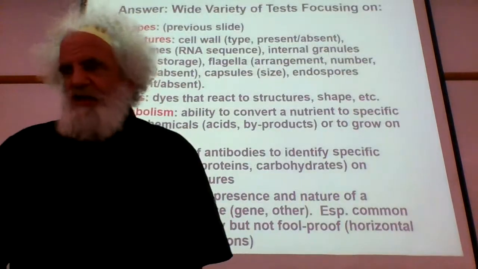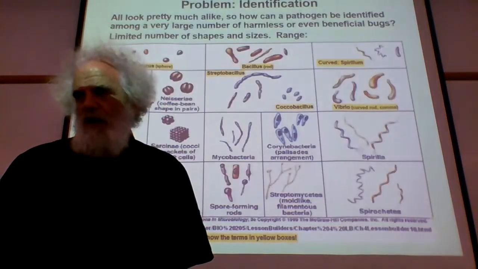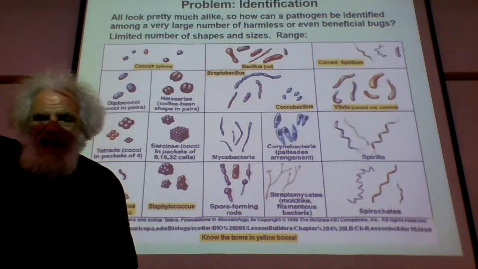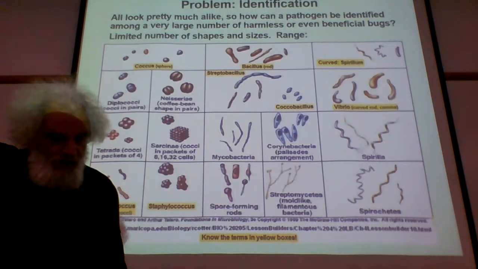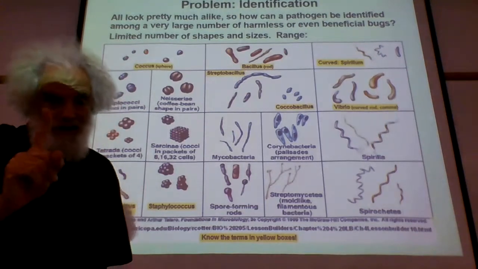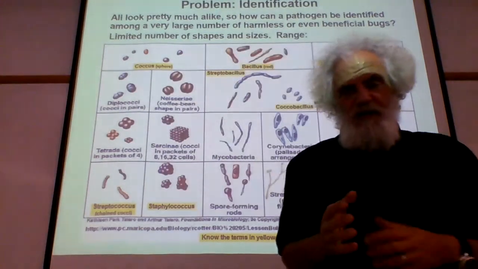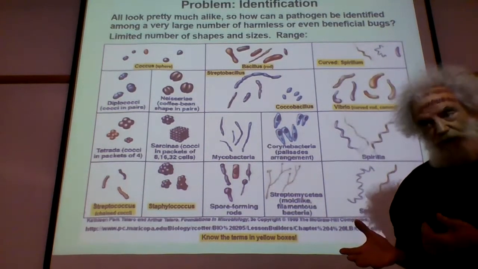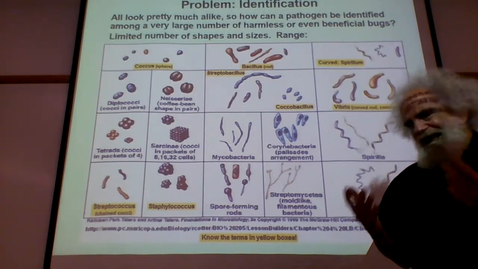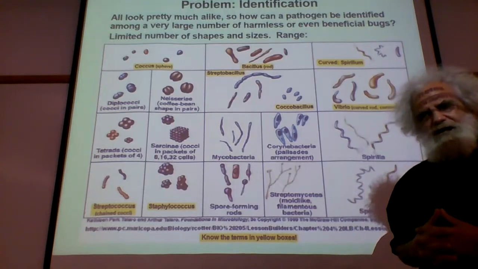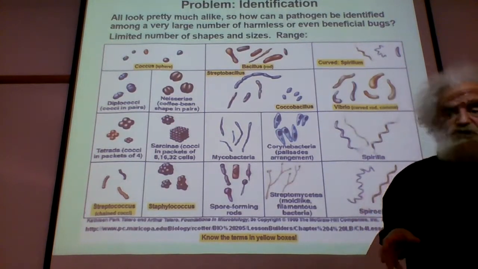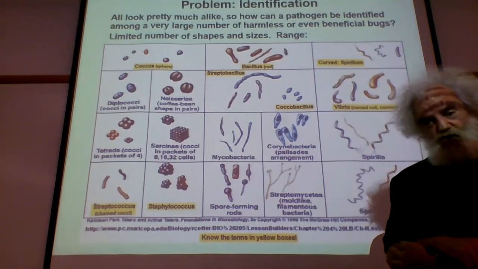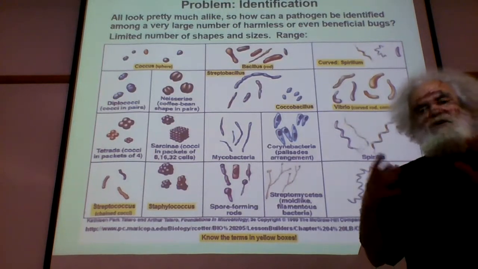All right. So we've got the problem of identification. And this becomes a difficulty because bacteria, A, are small, and so in order to really visualize them, we've got to look at them with a microscope. And to the casual observer, they look pretty much alike. So how do you identify a pathogen? Say a patient comes in, you do a swab or some kind of culture, and you look for bacteria, and now you have to identify it.